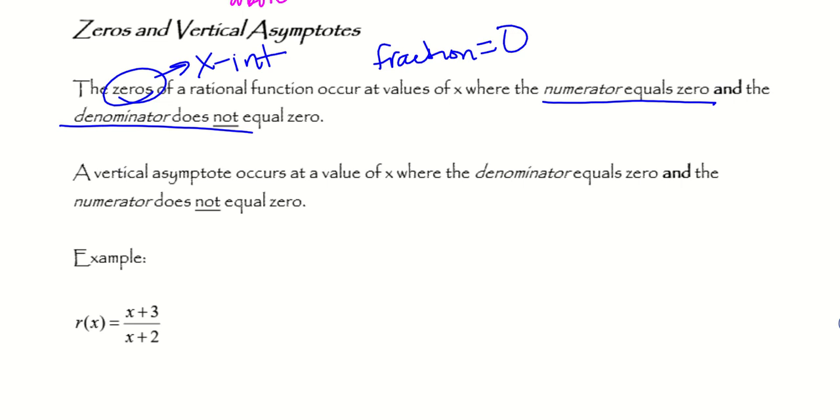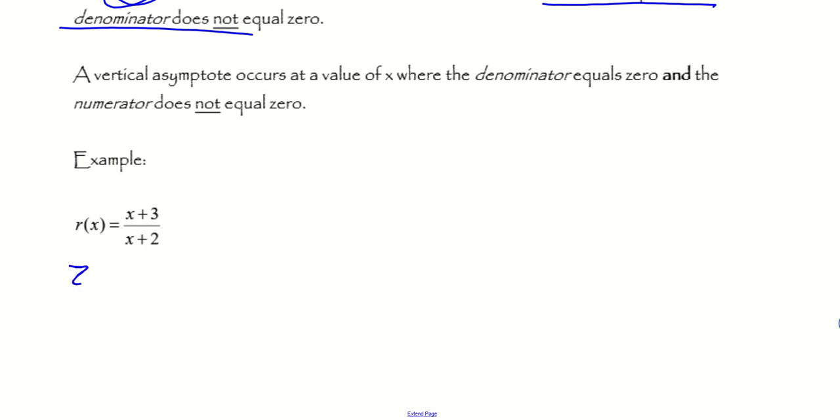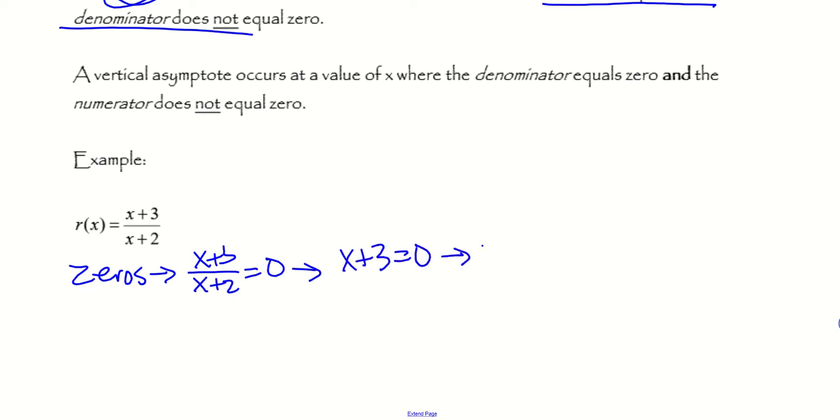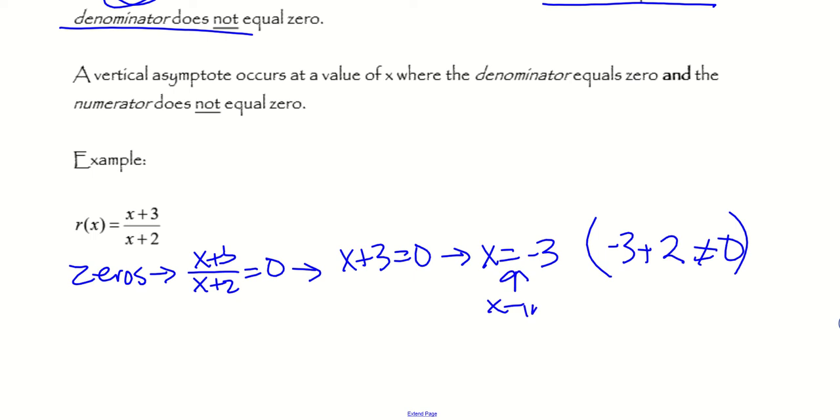I have r of x equals x plus 3 over x plus 2. And my zeros will happen when my fraction x plus 3 over x plus 2 equals 0. That fraction will only equal 0 if the numerator, which is x plus 3, equals 0, which happens when x equals negative 3. Now, as long as the denominator doesn't equal 0 when x is negative 3, so my denominator is x plus 2, and negative 3 plus 2 does not equal 0, I know that we have an x-intercept at x equals negative 3.